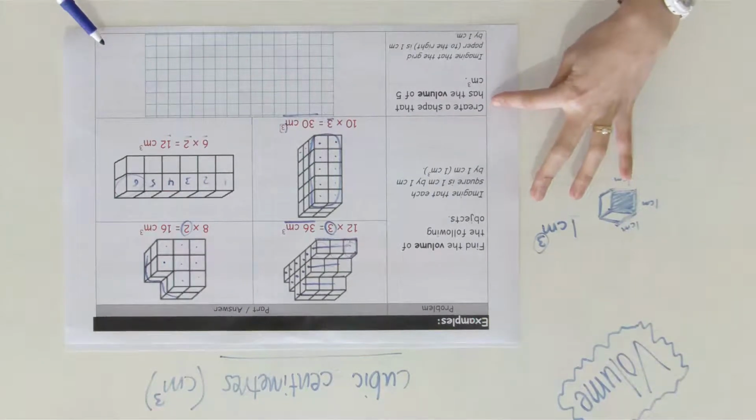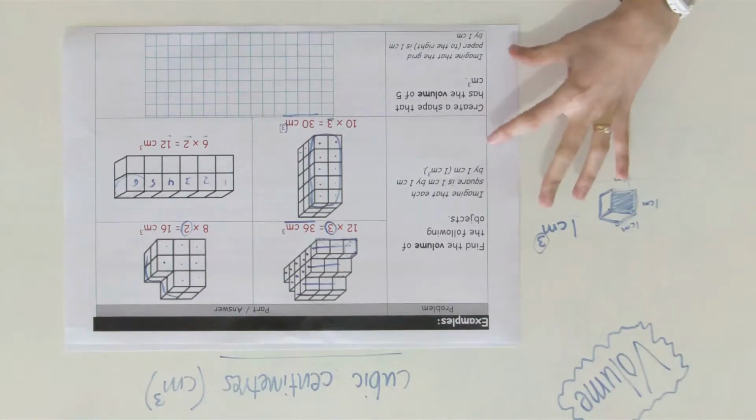This one here says create a shape that has the volume of 5 cubic centimeters.